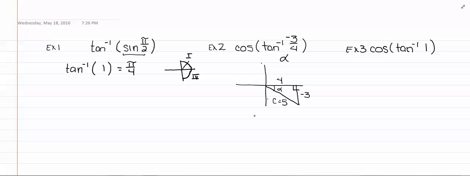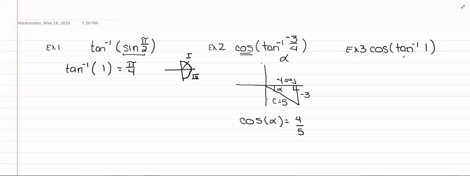So once I have this, now I can look at my triangle and figure out what is cosine alpha. Well, cosine is the adjacent side over the hypotenuse, or the ratio 4/5. I knew I was looking for a ratio on this one because if I look at my outside function, that's just cosine. It's not cosine inverse, so I'm not looking for an angle.